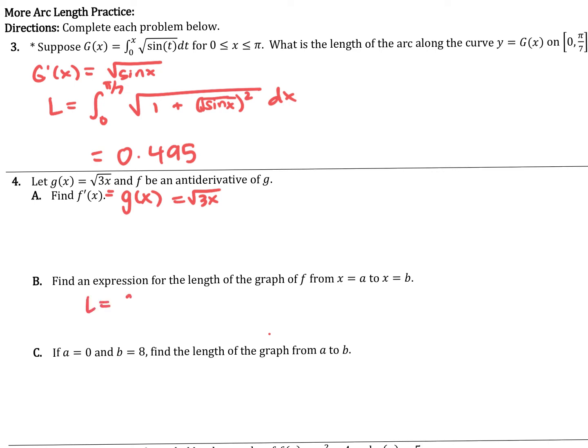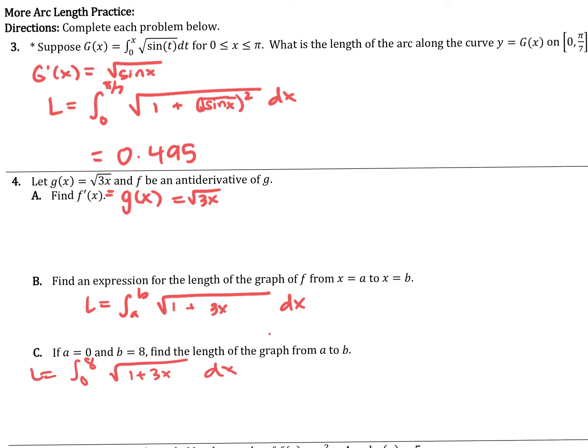Well, the length from a to b is going to equal the integral of the square root of 1 plus the square root of 3x squared, which I'm just going to write as 3x, dx. Now, notice this problem doesn't say that we can use a calculator, so we're going to do it without. If a is 0 and b is 8, find the length. So the length from 0 to 8 of the square root of 1 plus 3x dx.